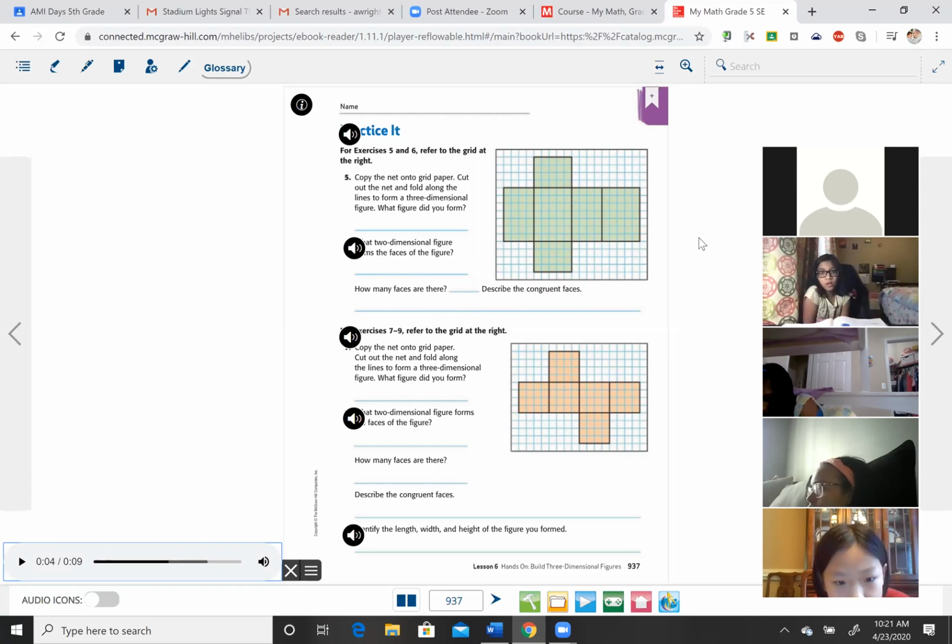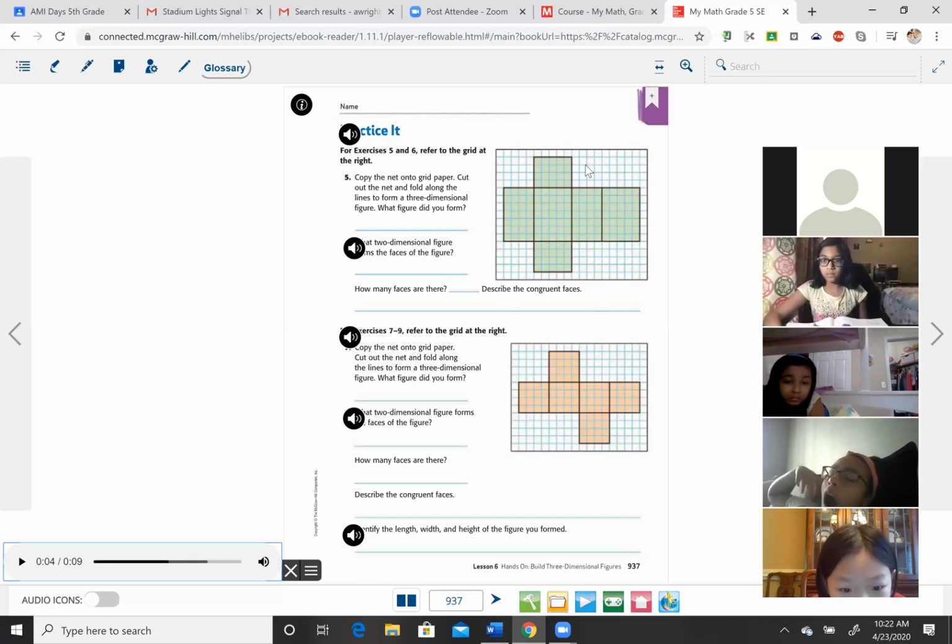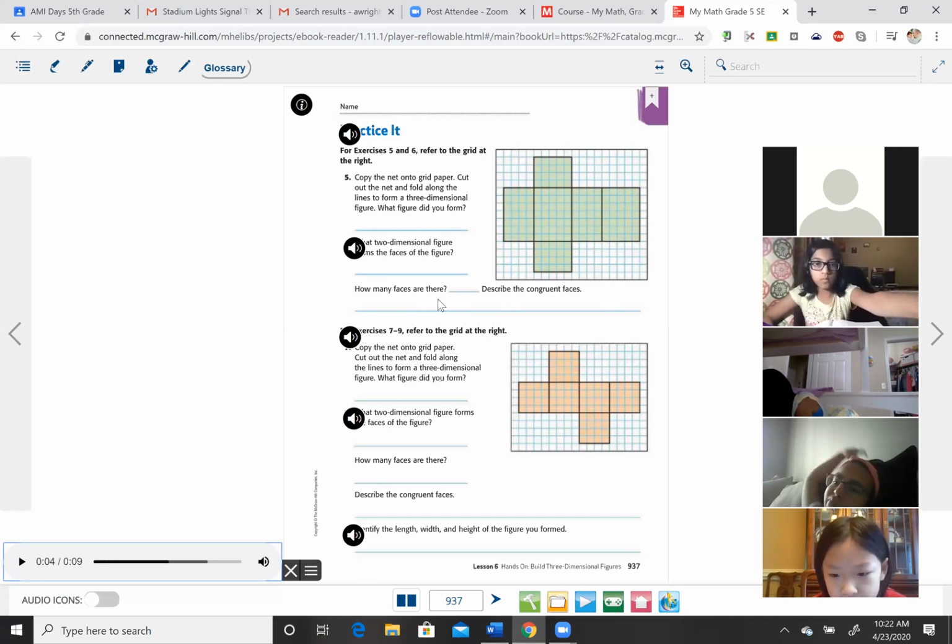Squares and rectangles. So I don't see any squares. I only see rectangles. I see this is a rectangle and this is a rectangle. This and this are a rectangle. This and this are a rectangle, right? So rectangles are the only thing making up this rectangular prism. Would you agree? Okay. So how many faces are there? 6. And then describe the congruent faces.